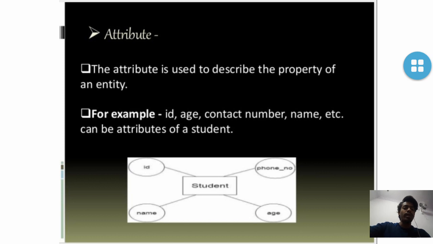Attribute. The attribute is used to describe the property of an entity. For example, ID, age, contact number, name, etc. can be attributes of a student.